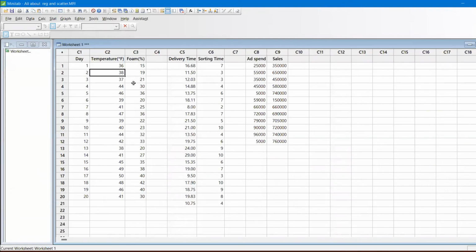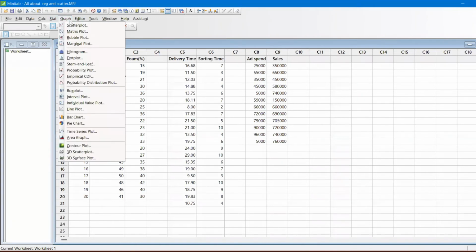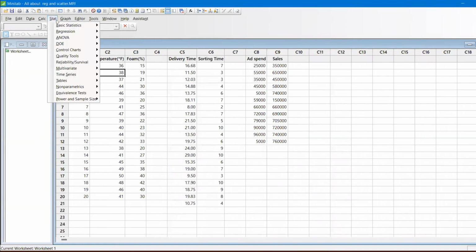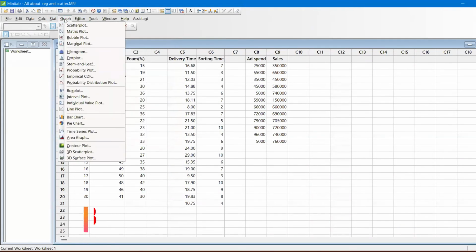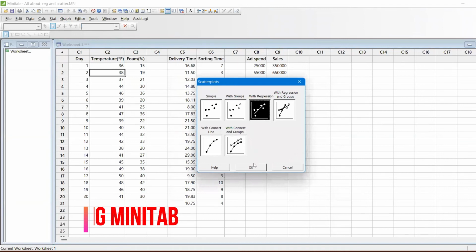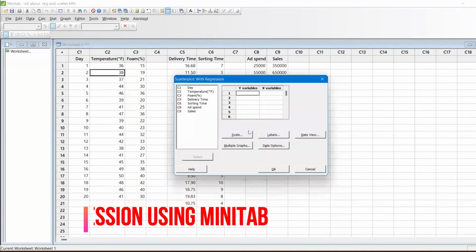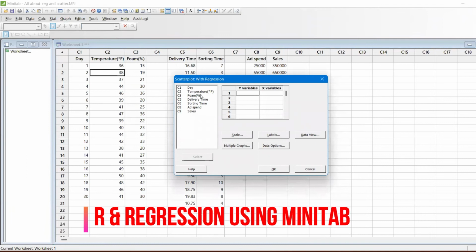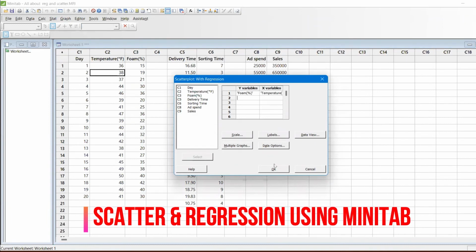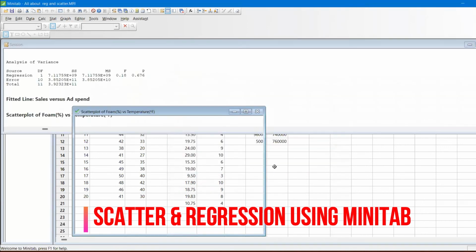So these are the three examples I have taken. One is temperature and foam, then delivery time, and so on. How to do it? If it is the scatter diagram, it needs to be done like this. For example, go to Graph, Scatter Plot, and then With Regression. Click OK. Y is the foam percentage, and X is the temperature, right? And click OK.